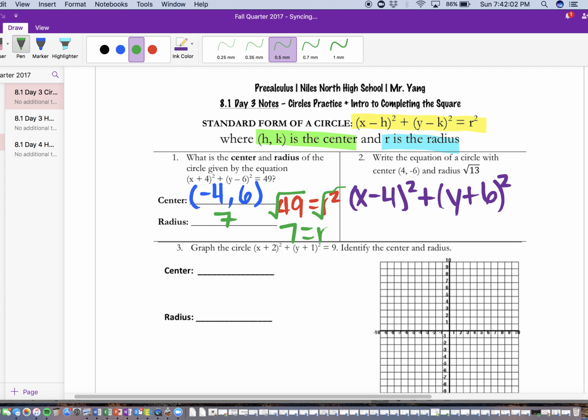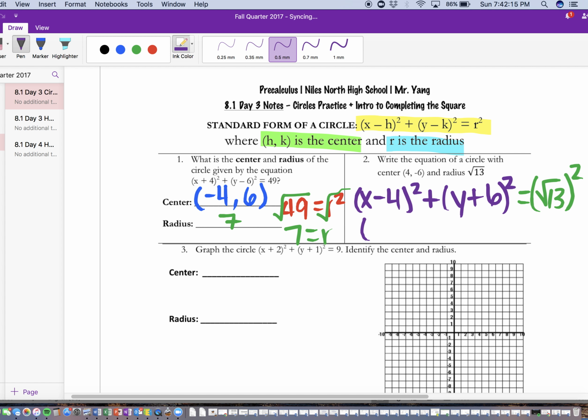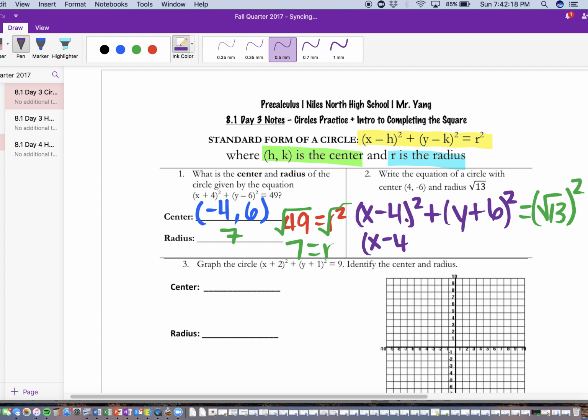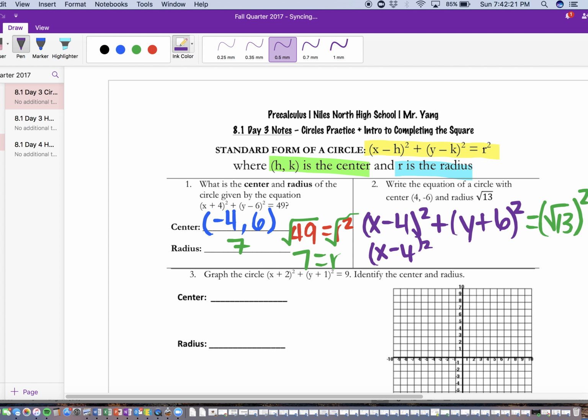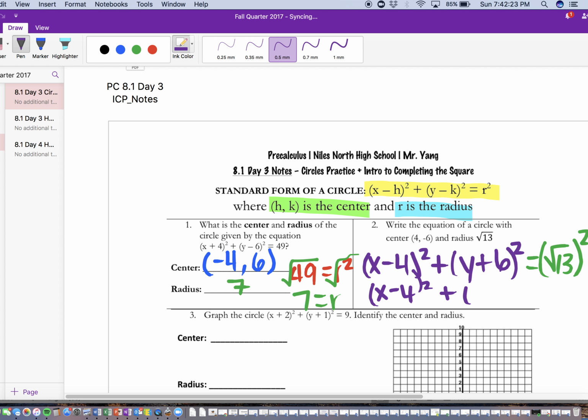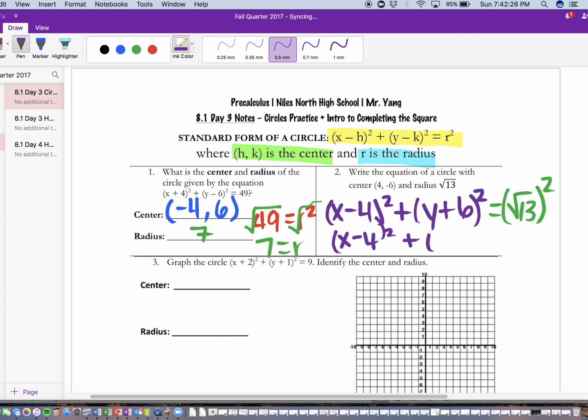equals my radius squared. So here it tells me the radius is root 13. So I need to take root 13 and square it, okay? So simplifying, this gives me the equation (x minus 4) squared plus (y plus 6) squared equals the square of root 13, so that will give me 13. Okay, so this is the equation of my circle.